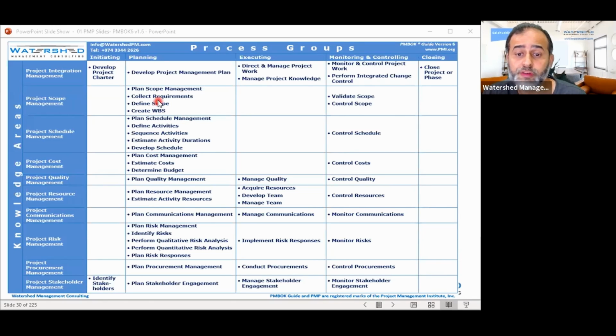Because you want to freeze the scope. Otherwise, the client will keep changing the scope. Imagine the client changing the scope every other week. Some clients do that. It's not good for the project. It's called scope creep.